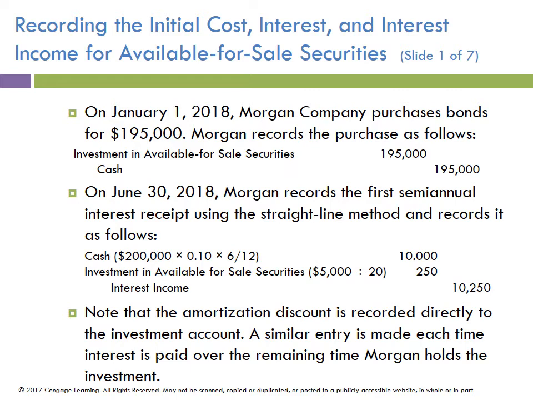So you'll debit, for every interest payment you receive, investment in available for sale securities, $250. Add those two together, credit interest income, $10,250. Notice that any amortization of discount or premium is recorded directly to the investment account, just like we saw before.